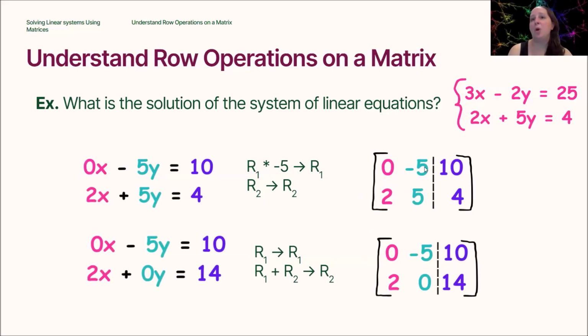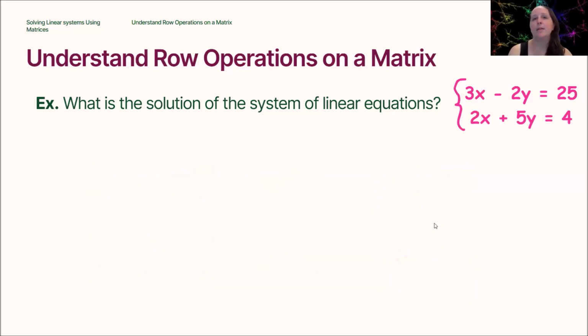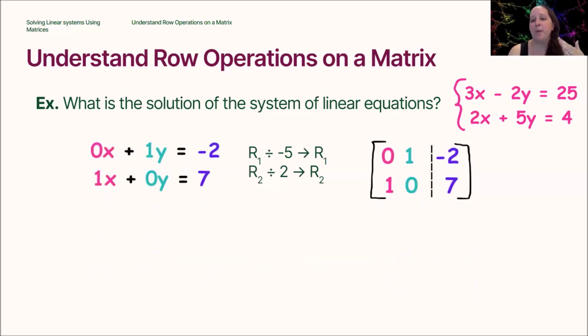Then I'm going to add row 1 plus row 2. 0 plus 2 is 2, negative 5 plus 5 is 0, and 10 plus 4 is 14. Then I can divide both of my rows. I can divide row 1 by negative 5, which I've already done because I multiplied it before, and then row 2 by 2. So then I'm getting 0, 1, 1, 0.